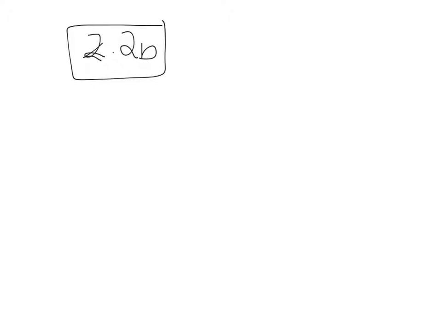So we talked about 2a, which was horizontal asymptotes. So now we're going to talk about vertical asymptotes, okay? Vertical. It's not that bad.